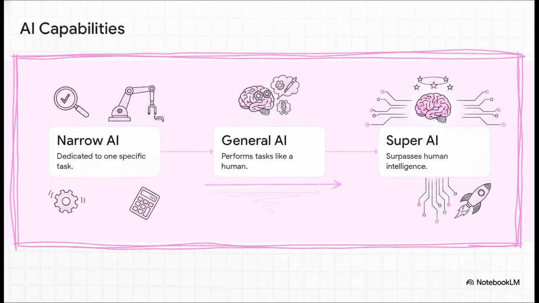And finally, step 3 at the very top is super AI. This is a massive, world-changing, hypothetical concept. It's an outcome of general AI where machines completely surpass human intelligence, possessing the ability to reason, solve complex puzzles, make judgments, and learn entirely on their own.